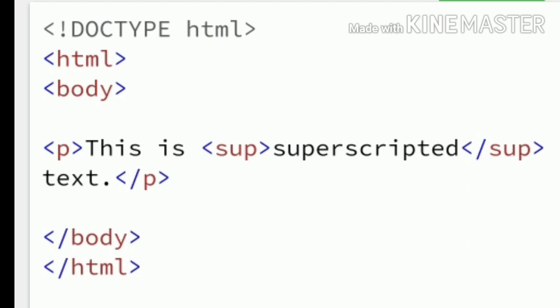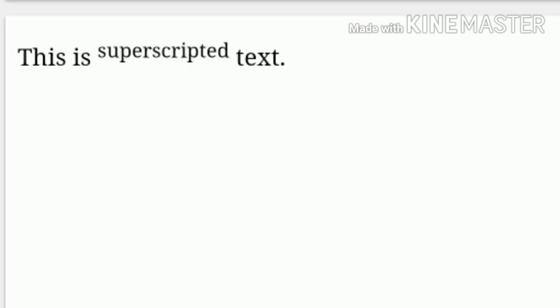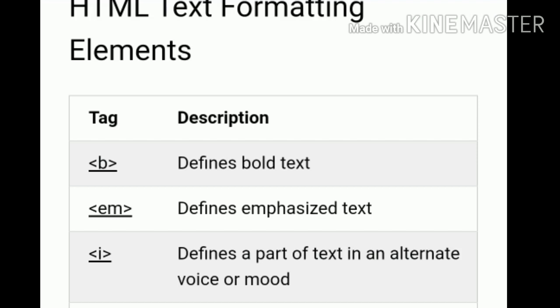Now some differences: what is the difference between the strong and b tags? Both strong and b tags render the enclosed text in a bold typeface by default, but the strong tag indicates that its contents have strong importance, whereas the b tag is simply used to draw the reader's attention without conveying any special importance. These are some important differences.